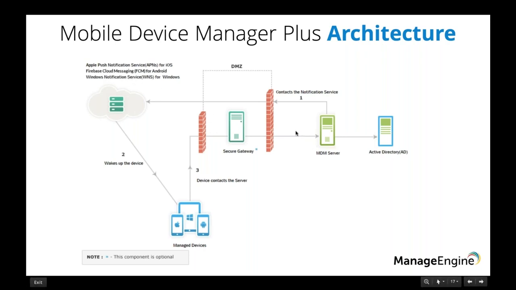For communication, the MDM server leverages the notification services to wake up the mobile devices, which in turn get in touch with your server directly, thereby completing the communication cycle. As mobile devices are always on the go, the MDM service has to be exposed to the internet in order to maintain constant device contact. So as a security measure, we have provided a secure gateway add-on which forwards the device request to the server, thereby securing it from any external threats.